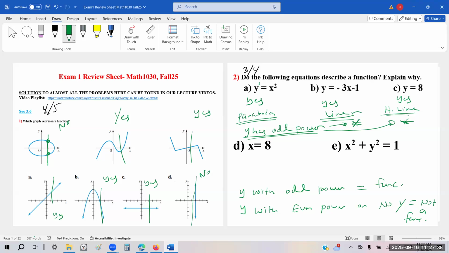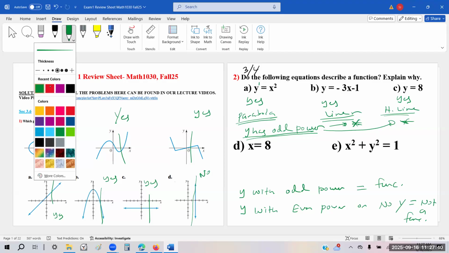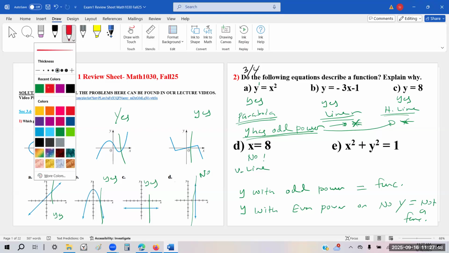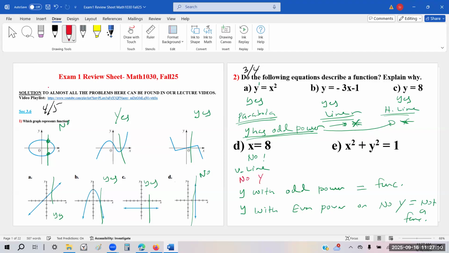Now D. Why not? No. It's a vertical line if you know, but if you don't know, what can you tell me? No y. No y, not a function. How about the last one? Why not? Y has even power. So one reason for yes, no.